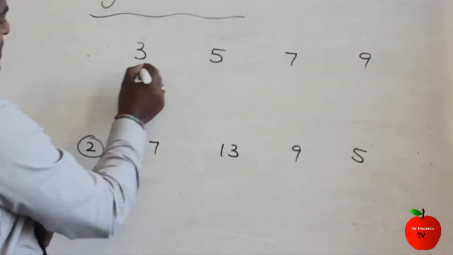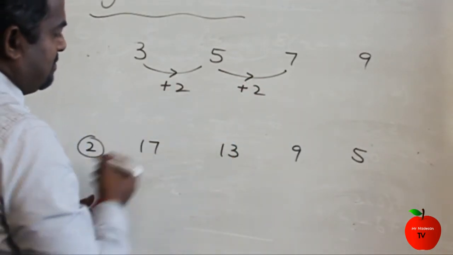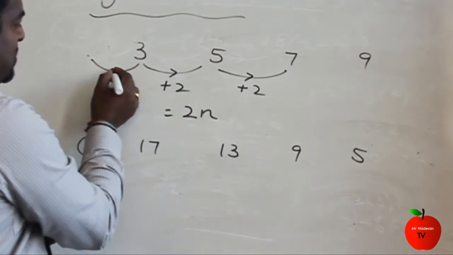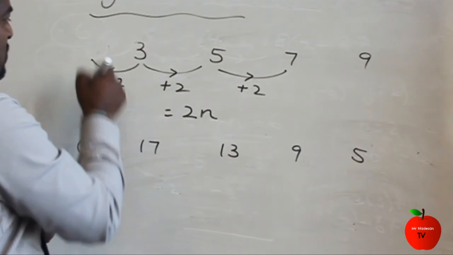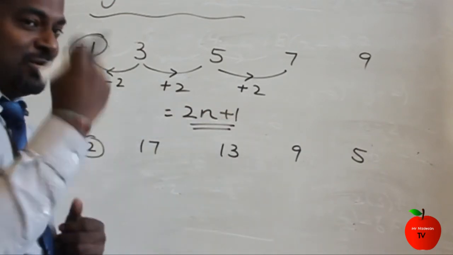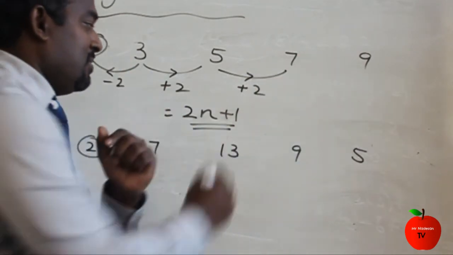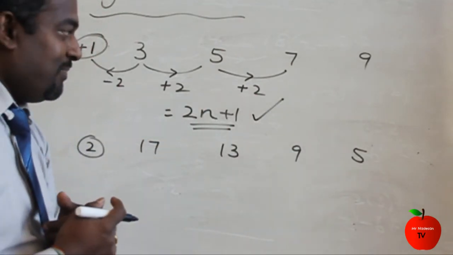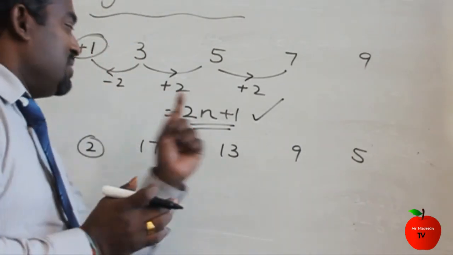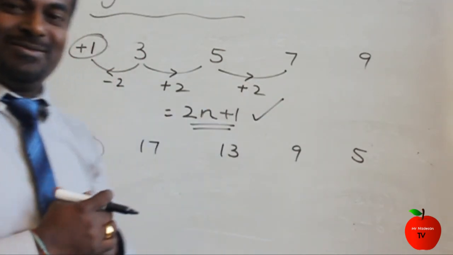The first one, get the difference. It's plus 2. So your nth term is 2n. Opposite of plus 2 is minus 2. 3 minus 2 is 1. There's no sign, which means plus 1. Put plus 1. Check it. That's your fourth one. 2 times 4, 8, plus 1, 9. So your answer's right. If they ask, find the 100th term, substitute 100 here. 2 times 100 is 200, plus 1, 201.